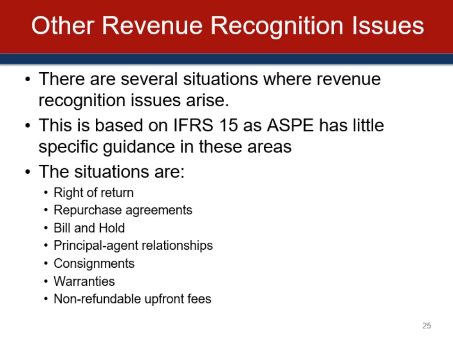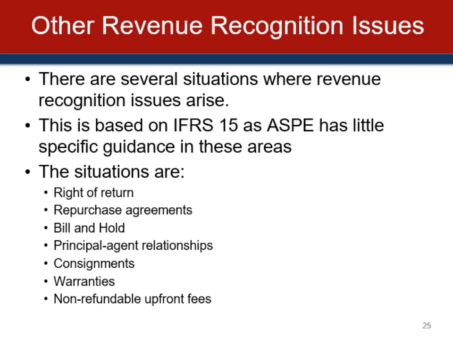Bill and hold, where you still have the assets on site, but you are allowed by the contract to charge the customer for them, or the customer is paid for them. Relations between principals and agents would be where someone else is selling things on your behalf.